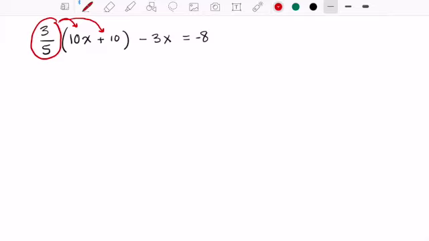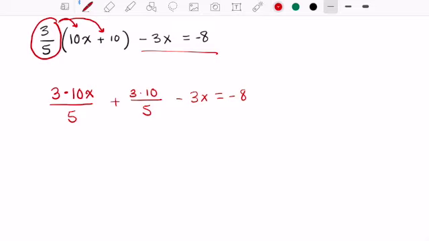So when I distribute 3/5 into a problem like this, my numerator will multiply the argument of the problem. So the 3 times 10x will be in my numerator over 5. Plus, then that 3/5 will multiply to the 10, so I'll have 3 times 10 over 5. And then I'm going to continue on with the rest of my problem. So minus 3x equals negative 8. Go ahead and start simplifying. 3 times 10x gives me 30x over 5. Plus 3 times 10 gives me 30 over 5. Minus 3x equals negative 8.